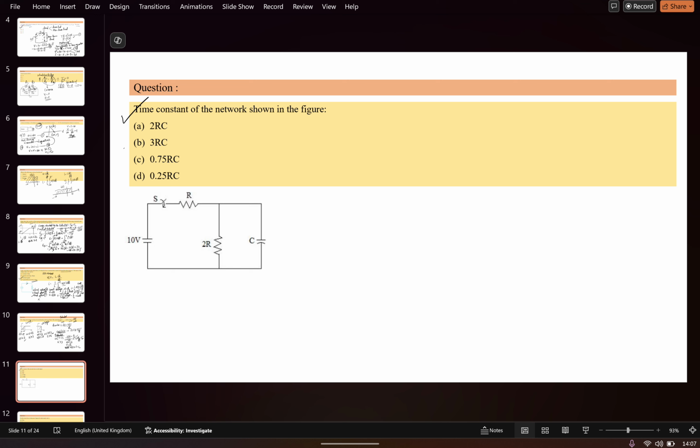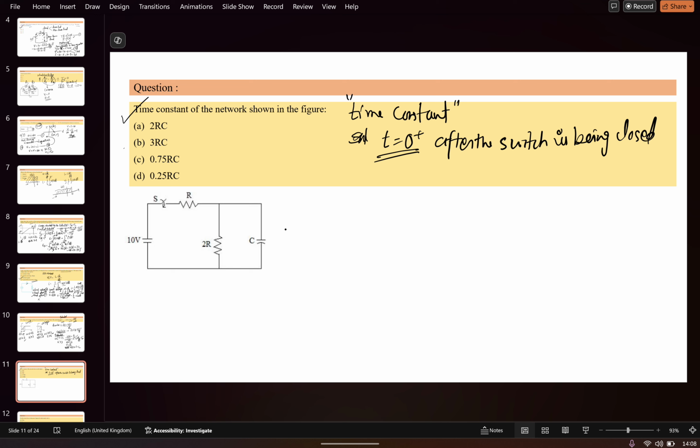Well, let me explain this question for you guys. If you are finding out the value of the time constant, and a transient circuit is given, in this situation try to find it at t equal to 0 plus seconds, after the switch is closed.